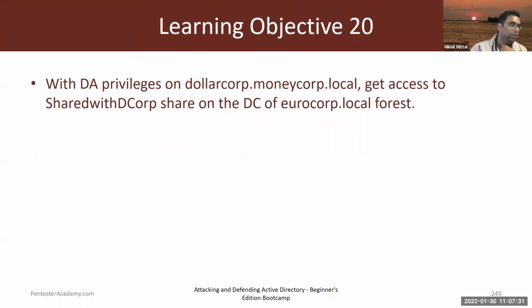All right. The question is, how do you get code execution in the EuroCorp domain? In the lab, you don't. In any real environment, if you have access to a machine as a user in the $corp domain, then you can impersonate that user and access that.